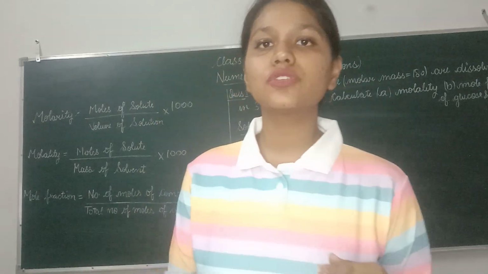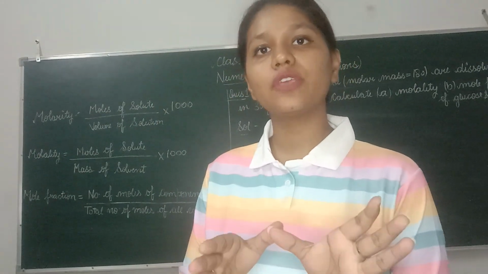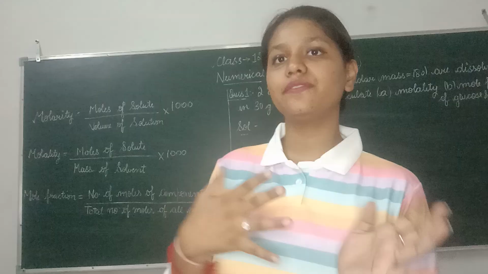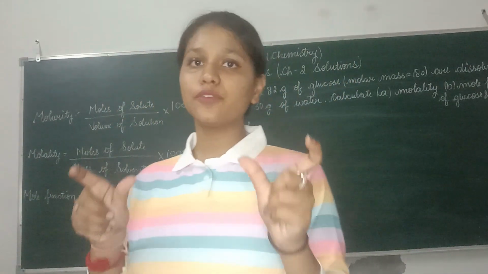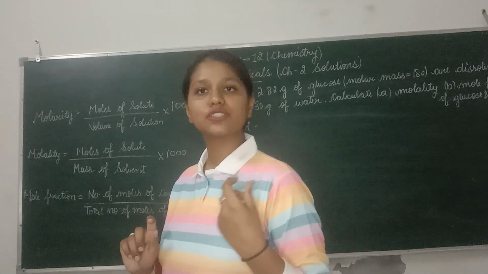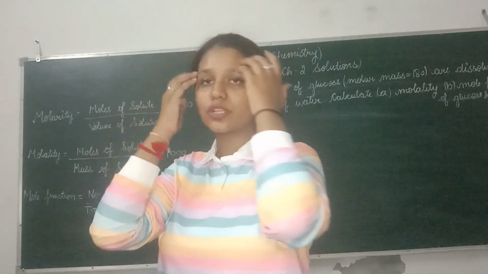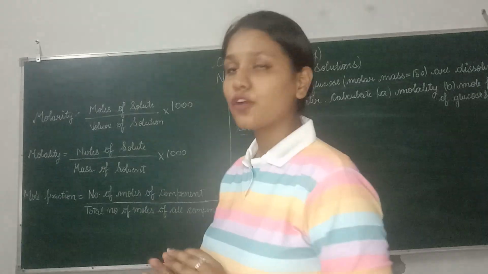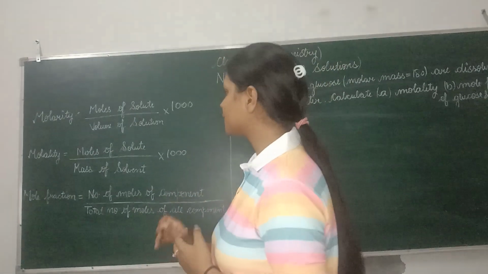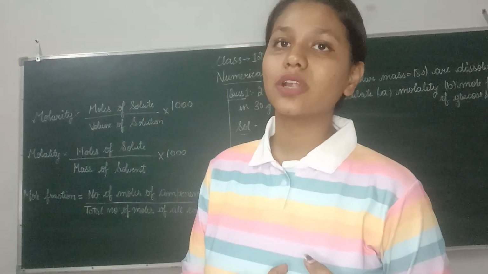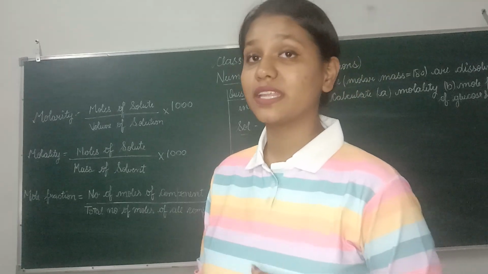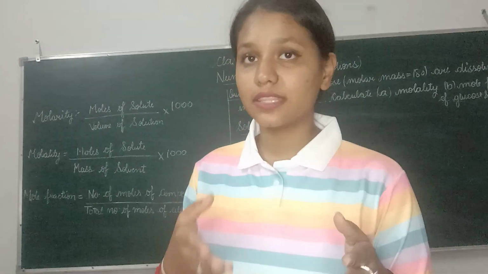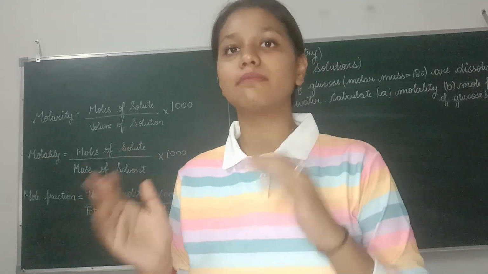Molality is the moles of solute. First of all, we have to determine which one is the solvent and which one is the solute, and we have to calculate the moles of the solute divided by the total volume of the solution multiplied by 1000. And the formula of molality is the moles of solute, but here it is not the volume of the solution, here it is the mass. There is a difference between the moles and the mass.